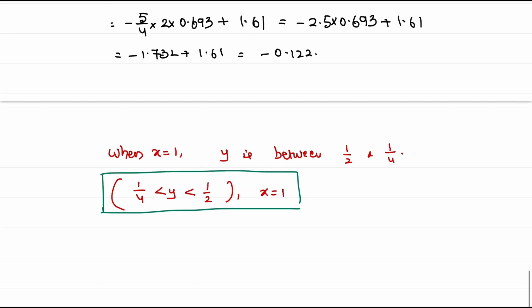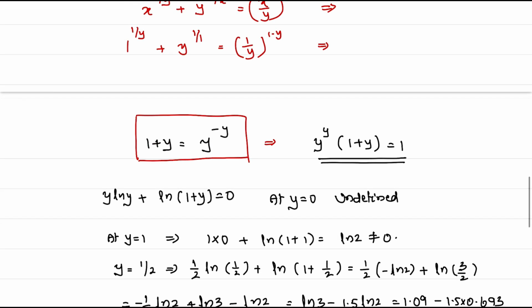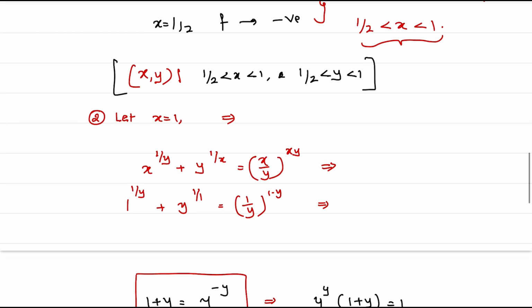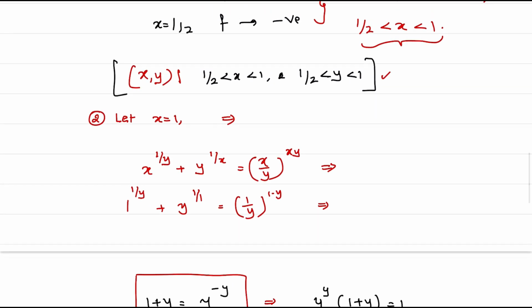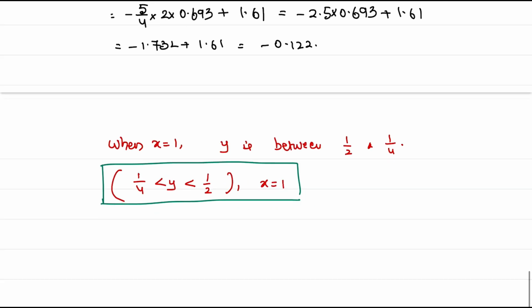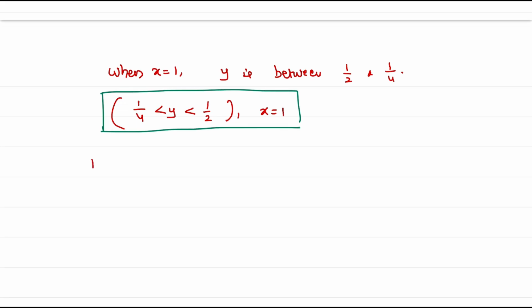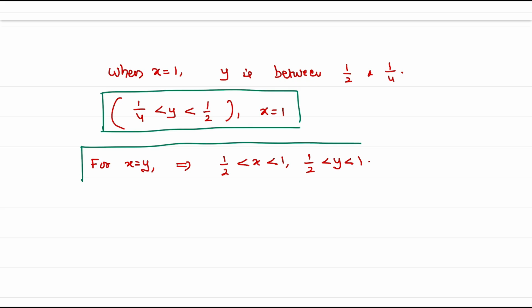For x is equal to y, what is the solution? This is the solution. X, y are such that half is less than x less than 1 and half is less than y less than 1. For x is equal to y, solution is half is less than x less than 1, half is less than y less than 1. This is the solution for the above problem.